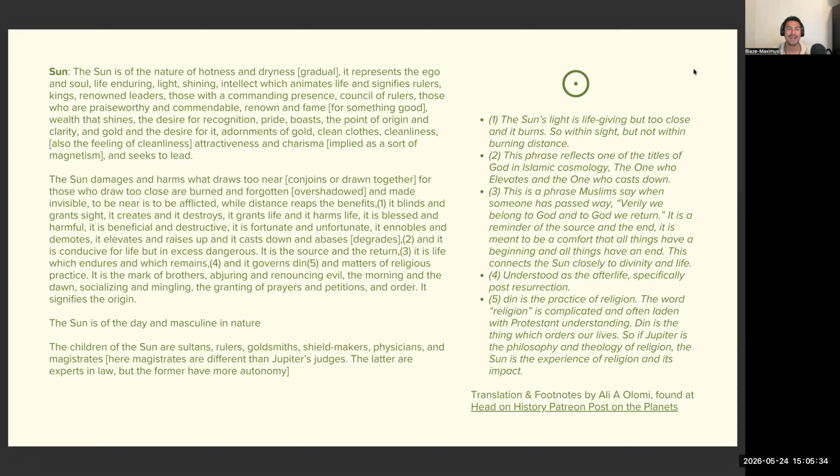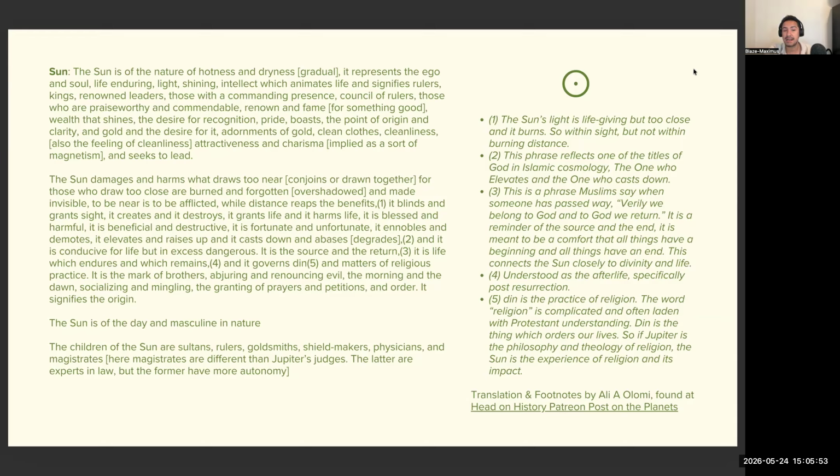So the bright and the gradual heat that comes with the morning and the dawn. Think of that. It represents socializing and mingling. It represents the granting of prayers and petitions and of order. And it signifies the origin. And the sun is of the day, and it is masculine in nature.